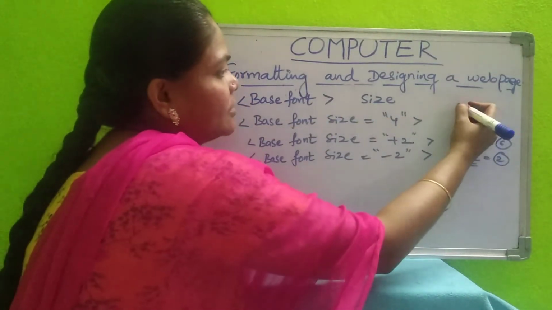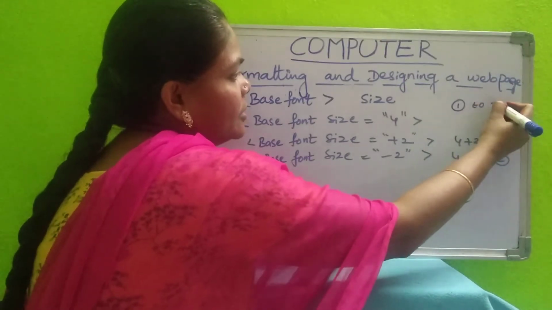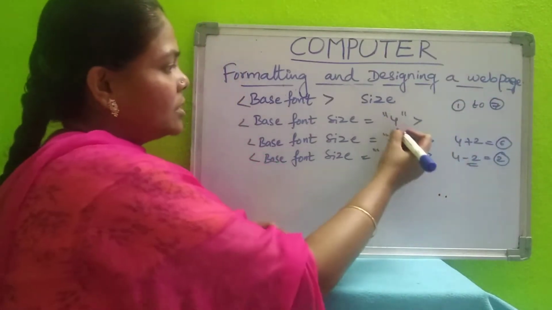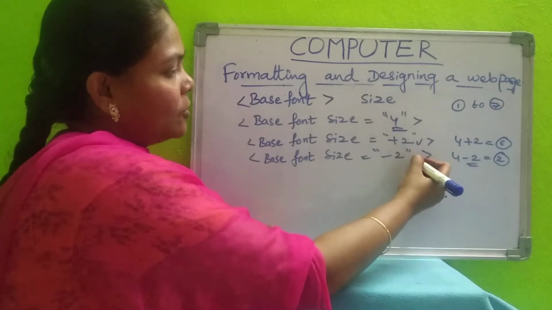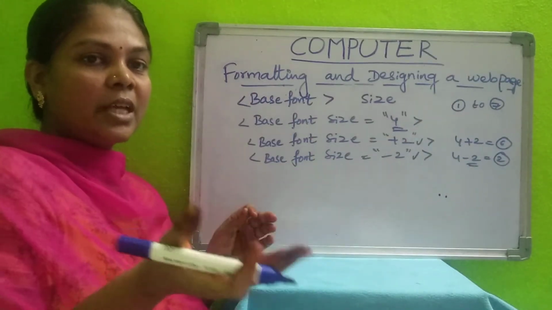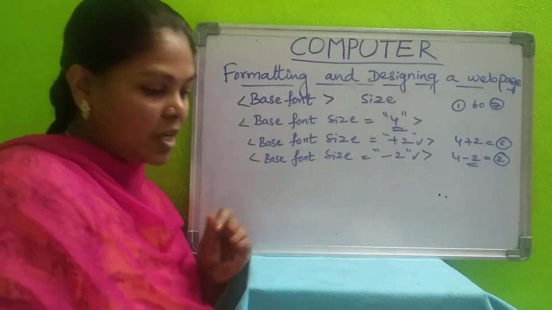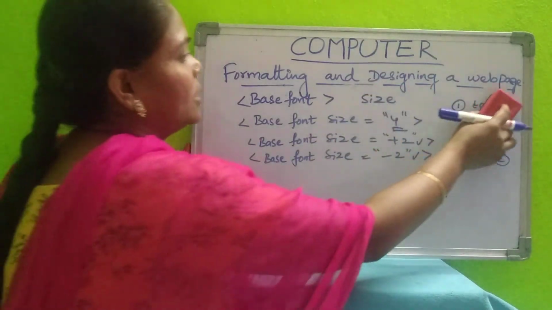What is the size for the text? 1 to 7. In the middle only you have to mention the size here, and you can increment or decrement. That means you can increase the size or decrease the size of the base font.